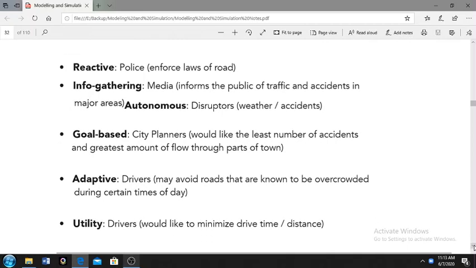So here, in a traffic control system, for example, we have reactive agents. We have seen this. These guys are reactive. They enforce law.